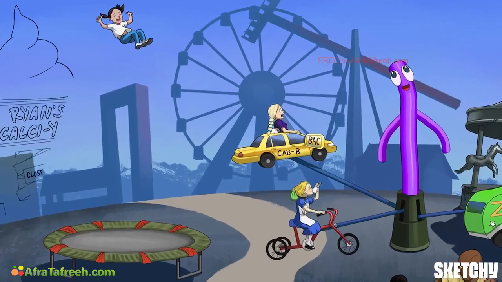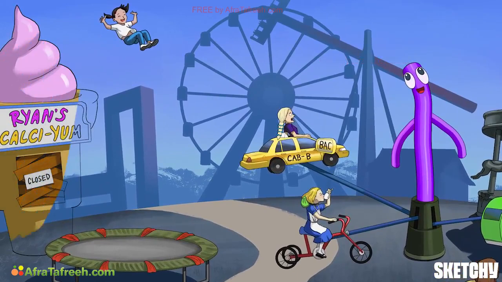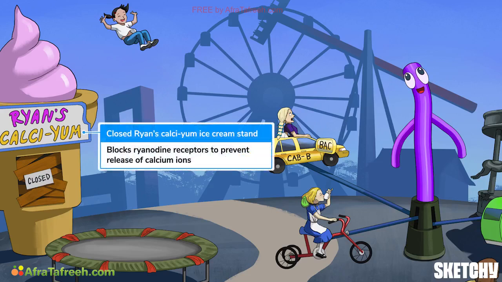Well, all this jumping sure does work up an appetite. Good thing there's ice cream nearby, but sadly, it looks to be closed for business. Nevertheless, Ryan's calcium stand will help you remember that dantrolene blocks the ryanodine receptors to prevent the release of calcium ions from the sarcoplasmic reticulum of skeletal muscle.